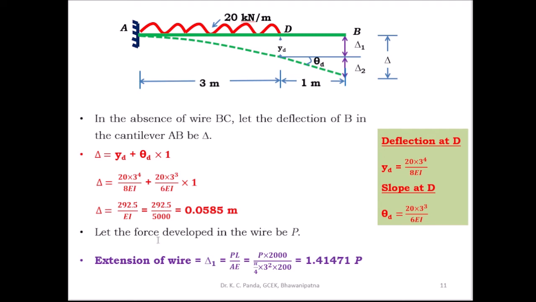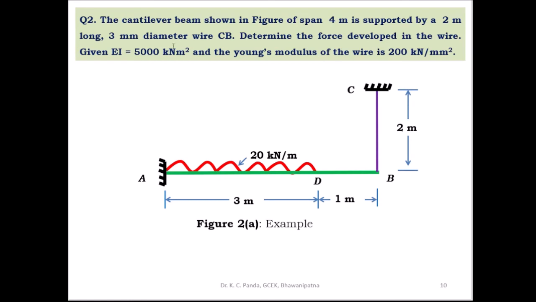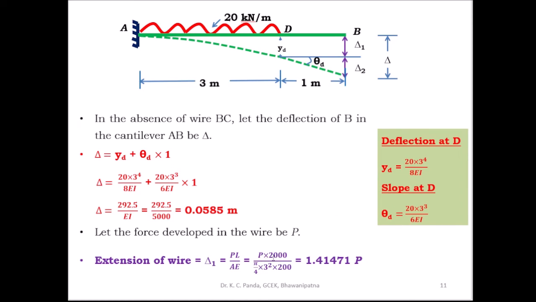Then in the second case, this is the wire, let the force developed in the wire be P. Then you have to find out the extension of the wire by using the relation delta 1 is equal to PL by AE. P is the unknown force in the wire that you have to evaluate, and the length of the wire is given 2 meter. So you have to take in millimeter, P into 2000.